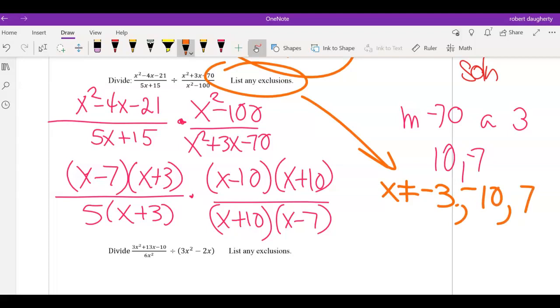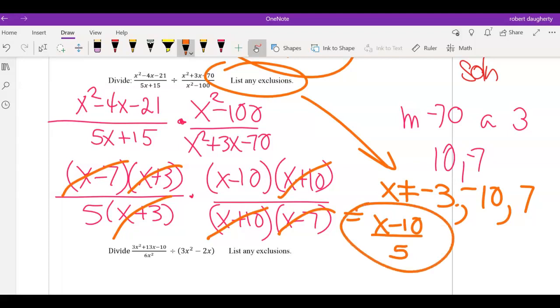Now we look for simplification. x minus 7 divided by x minus 7 is 1. x plus 10 over x plus 10 is 1. x plus 3 over x plus 3 is 1. This final answer is just x minus 10 over 5. So here's my final answer, simplification, and you also see my exclusions that are listed there.